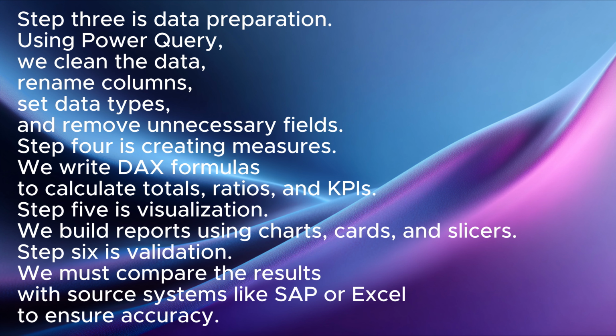Step 3 is data preparation. Using Power Query, we clean the data, rename columns, set data types, and remove unnecessary fields. Step 4 is creating measures. We write DAX formulas to calculate totals, ratios, and KPIs. Step 5 is visualization. We build reports using charts, cards, and slicers. Step 6 is validation. We must compare the results with source systems like SAP or Excel to ensure accuracy.